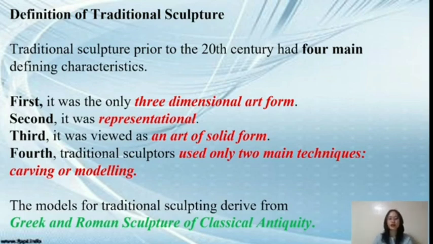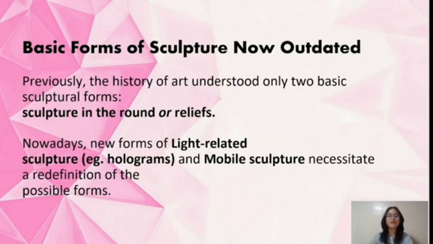The models for traditional sculpting derive from Greek and Roman sculpture of classical antiquity. Basic form of sculpture now outdated. Yes, tama siya. Ma-outdate ang sculpture. Mas akong giging kagaina as time evolves, as there is development, slowly development in the world, sculpture is able to abide that development too. Previously, the history of art understood only two basic sculptural forms, sculpture in the round or reliefs. So, dati daw na lang duha ka klase, basic na sculpture. Katong around, katong ma-viewed 360, or in relief, katong like example sa soap carving.